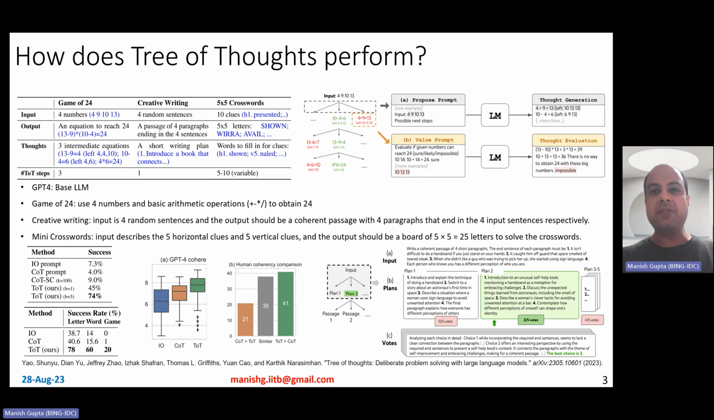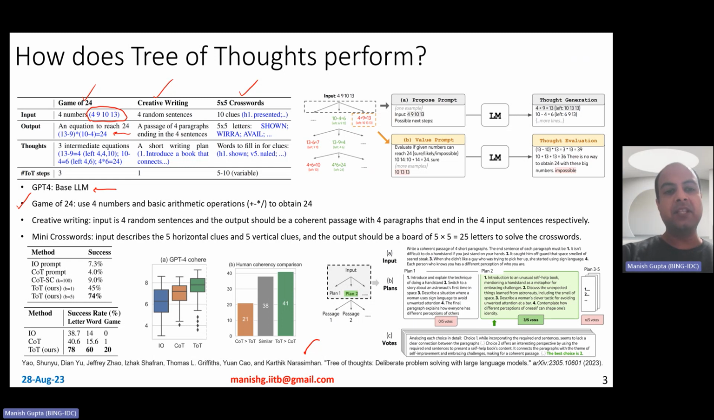Okay, so how does tree of thoughts perform? The authors evaluated the tree of thoughts framework over three different problems: game of 24, creative writing, and 5x5 crosswords. Now, they use GPT-4 as the base large language model. In game of 24, you use four numbers and basic arithmetic operations, plus, minus, multiply, or divide, to obtain 24. For example, these could be four numbers, and then you may want to get an equation of that kind as the output.